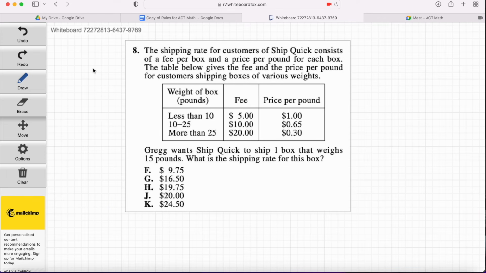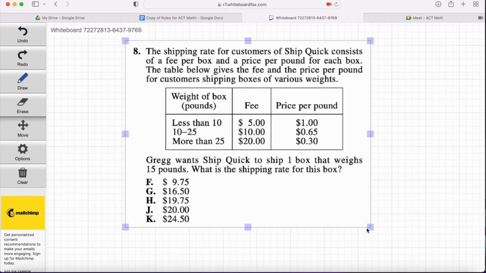All right. Go ahead and read question number 8 for us, please, when you see it on your screen. Okay, question number 8 is: the shipping rate for customers of ShipQuick consists of a fee per box and a price per pound for each box. The table below gives you the fee and the price per pound for customers shipping boxes of various weights. Greg wants ShipQuick to ship 1 box that weighs 15 pounds. What is the shipping rate for this box?